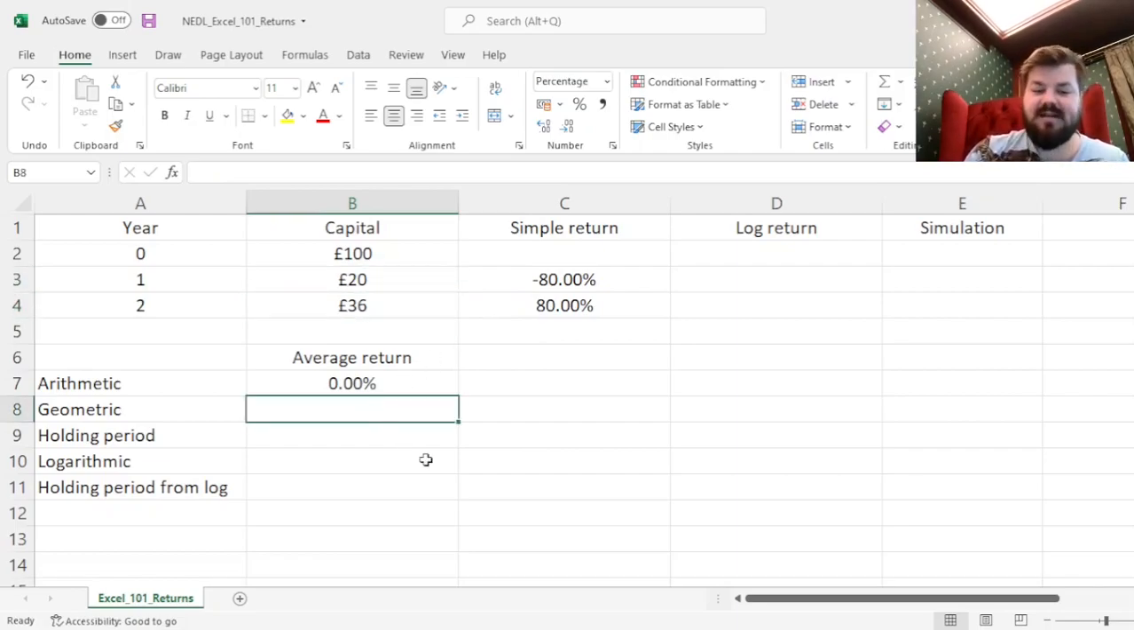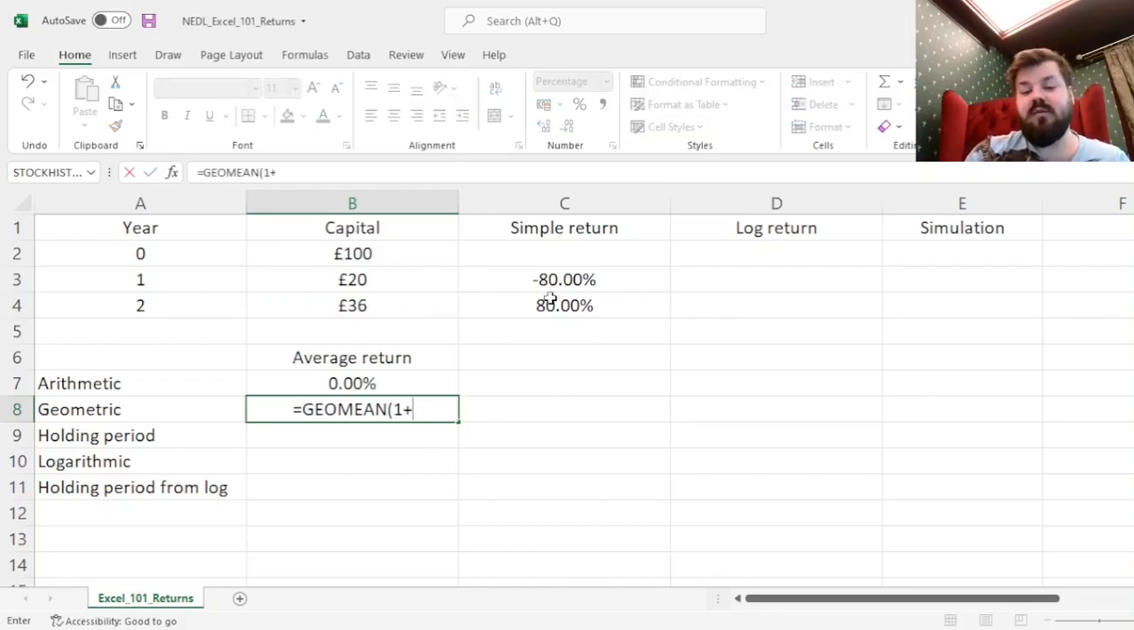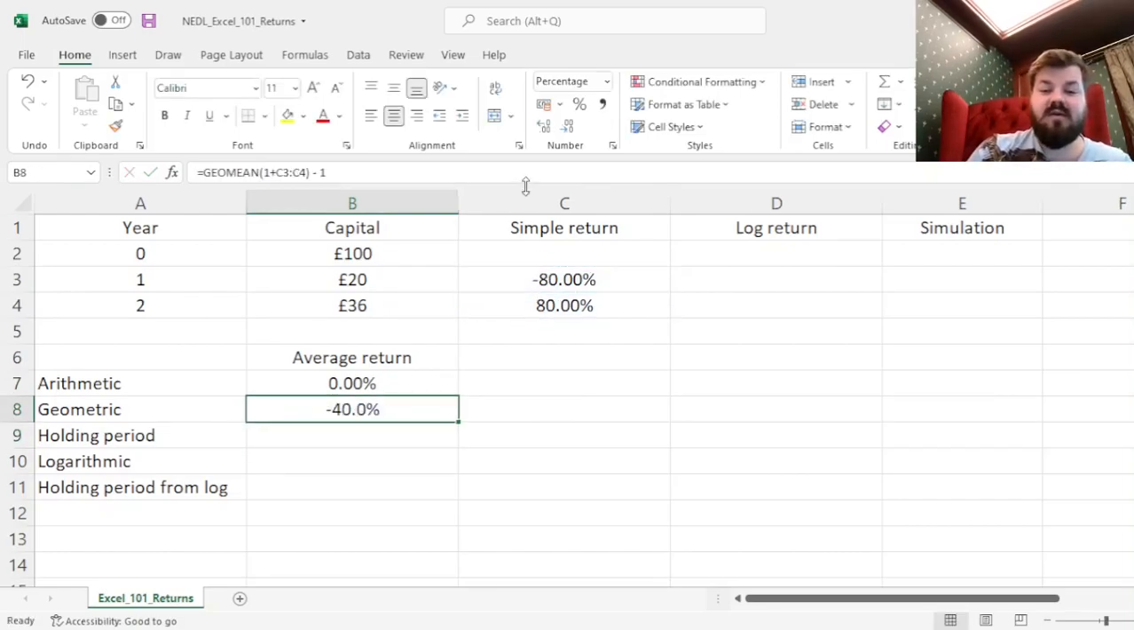To reflect the continuous compound nature of returns, we have to use the geometric mean, or the geomean function, applying it to 1 plus the simple returns and subtracting 1. And that would lead us to calculating the average annual return at minus 40%.